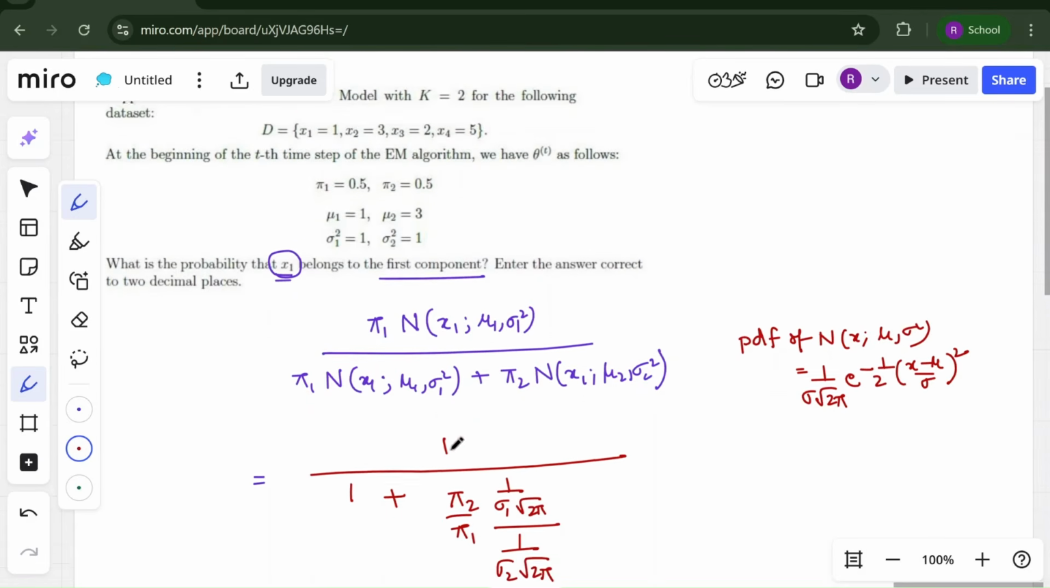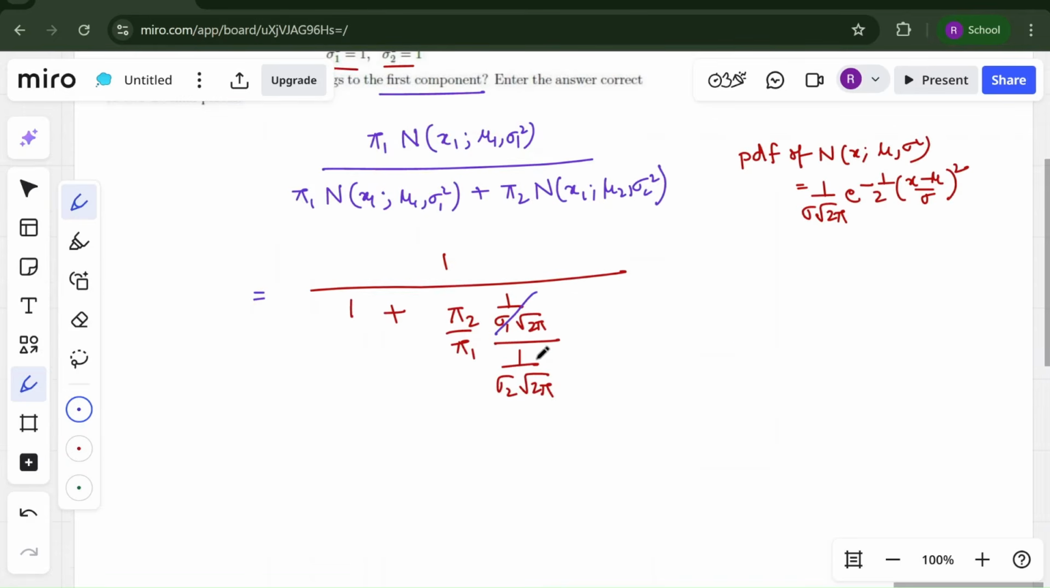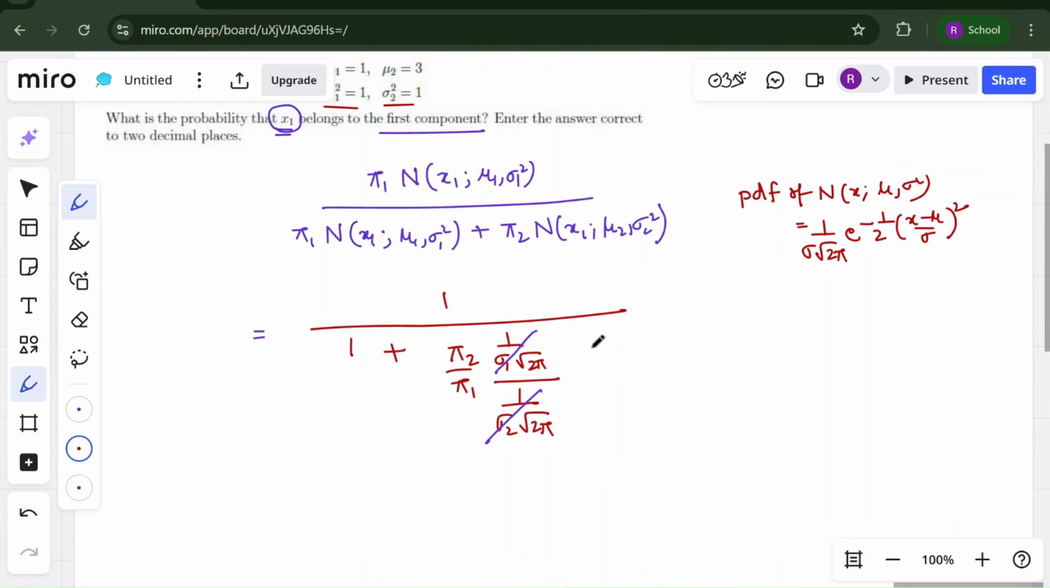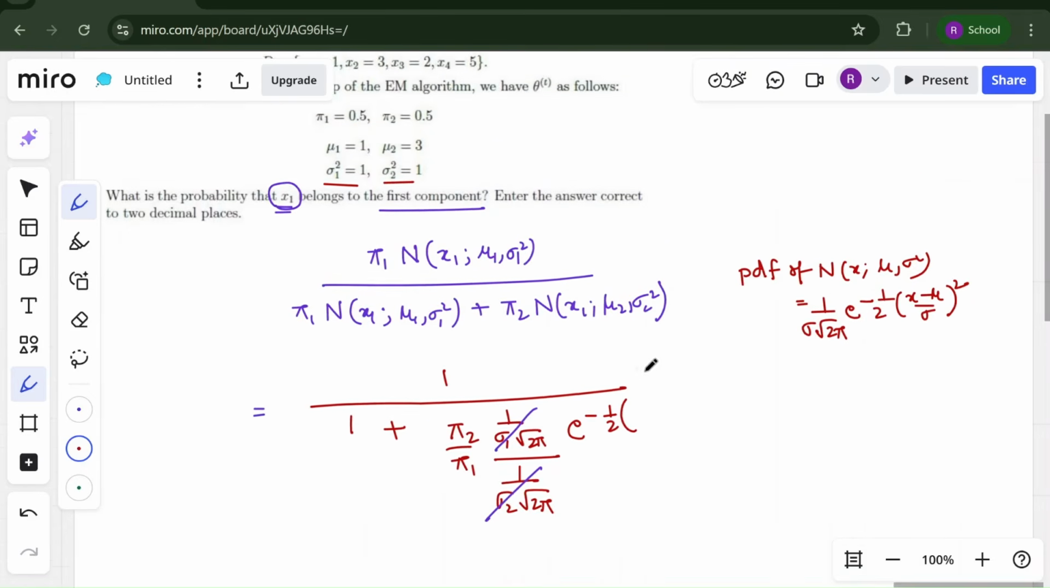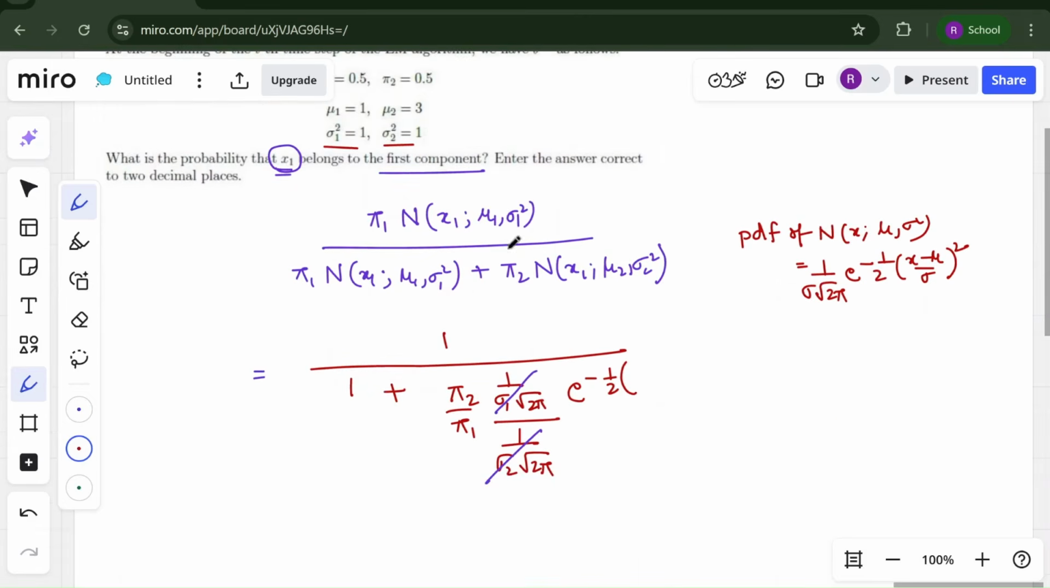But now observe that sigma 1 is 1 and sigma 2 is also 1. So this entire entity will get cancelled out. What is remaining? We have e to the power minus 1 by 2, and x1 is what? x1 is 1, see here. So 1 minus mu1, which is again 1, divided by sigma 1, which is also 1, whole square. But this term is 0 because 1 minus 1 is 0.